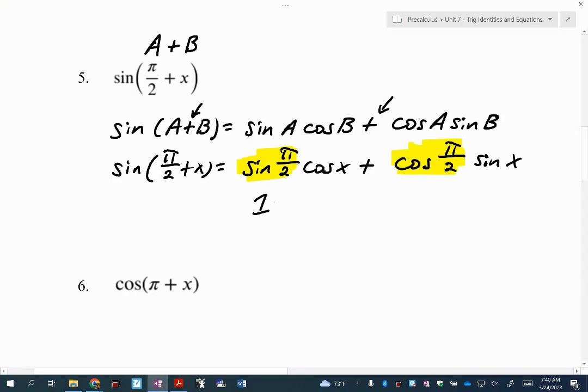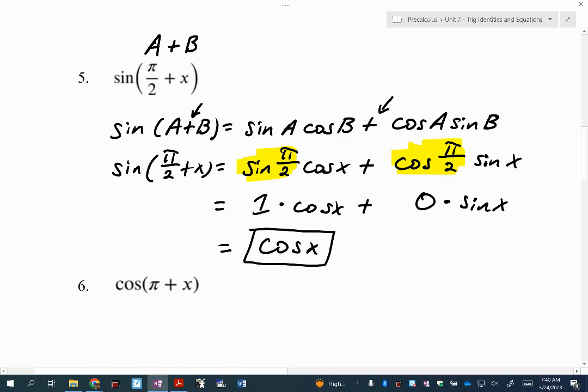So this is going to be 1 times the cosine of x plus 0 times the sine of x. If you end up multiplying by 0 on that right-hand side times the sine of x, that's just going to be 0. And 1 times anything is just that anything. So this all becomes equals the cosine of x. So that's how you do number 5.